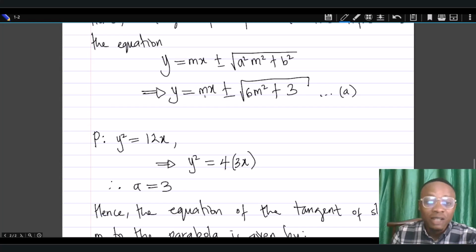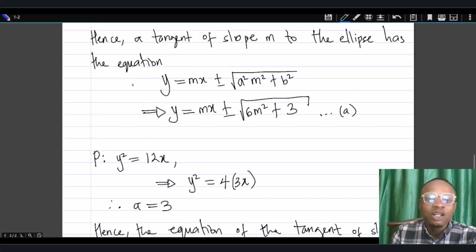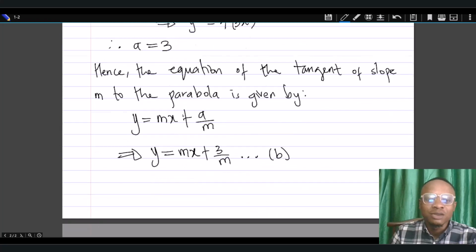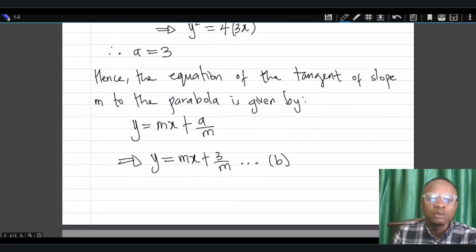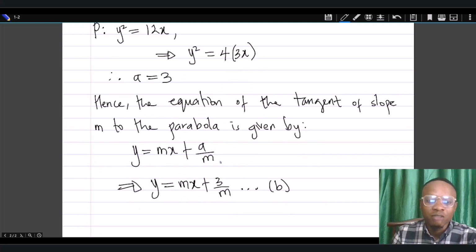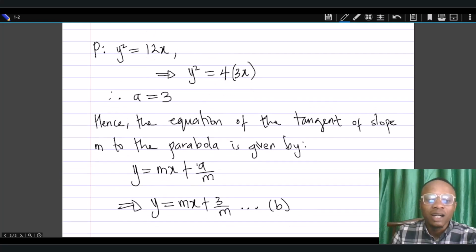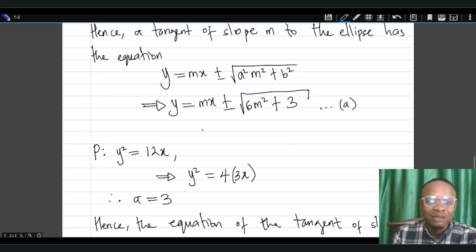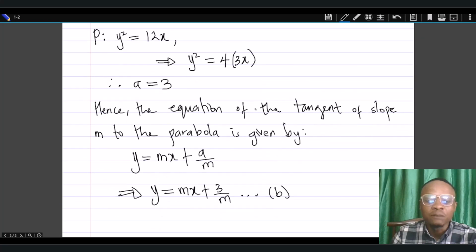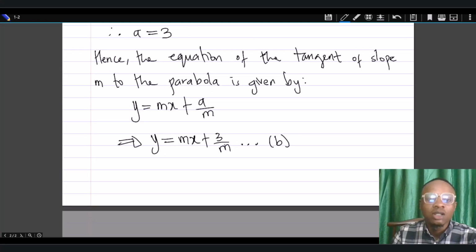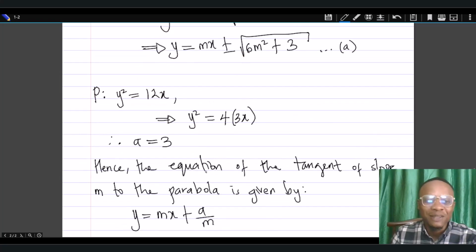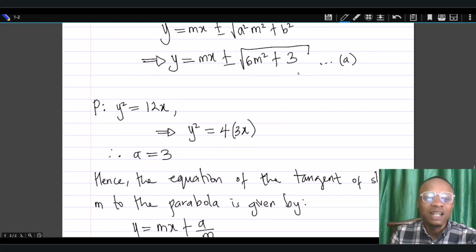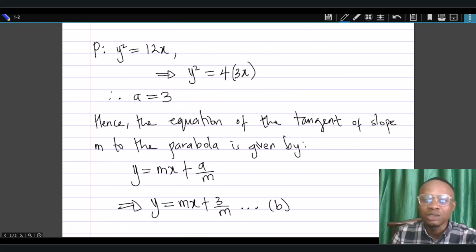If the same line will be a tangent to the ellipse and also be a tangent to the parabola, then it must have the same equation and definitely it will have the same slope. So because of that, we can equate them. Of course, we have used m for both of them. We know that a here is different from the a here, so that's why we wrote out the equations separately. So if it is a common tangent to the parabola and the ellipse, then it must have the same equation.